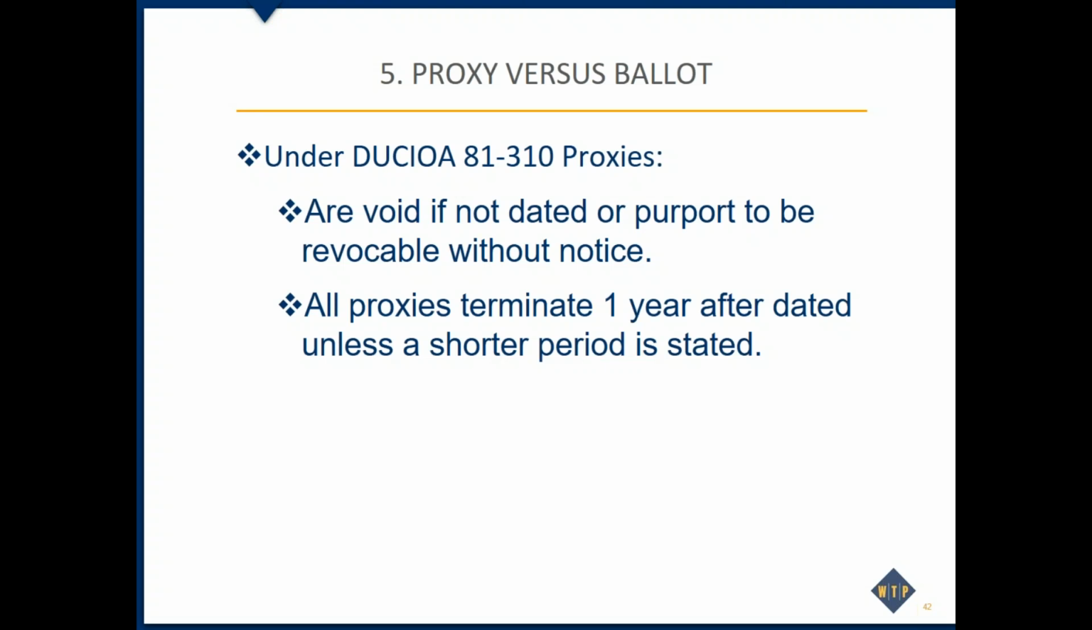Most governing documents don't require proxies, but don't most communities draft proxies and send them out with their notice? Most do, just for convenience purposes. So the two things to remember with that are that the proxies shouldn't purport to be revocable without notice. This is what's in the statute, and they should be for a year or less. They can't be anything longer than a year. Those are Delaware statutory requirements.